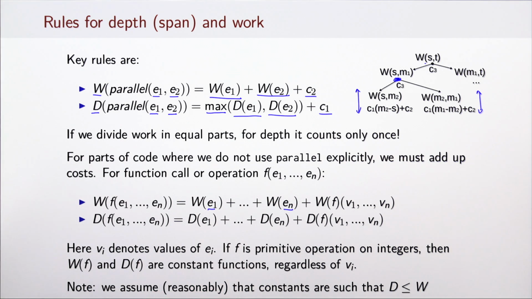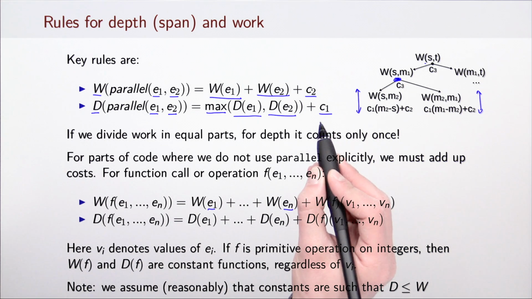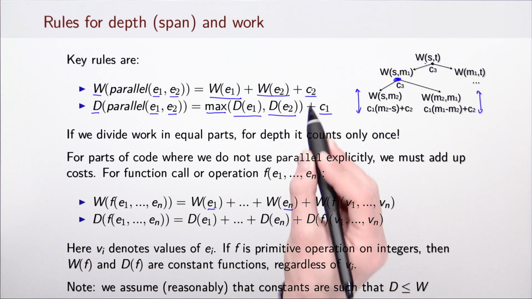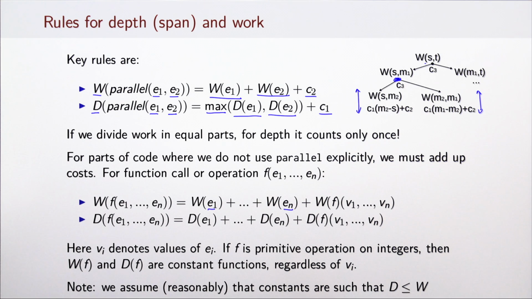So computation of work and depth is conceptually straightforward, and it proceeds recursively on the structure of the expressions that we are computing. Of course, when we have recursive definitions, we get recursive equations. Let us just remark that we will assume here that C1 is less than or equal to C2, which will then make the depth always less than or equal to work. And this is also to be expected. In most cases, work will be, in fact, strictly more than depth.